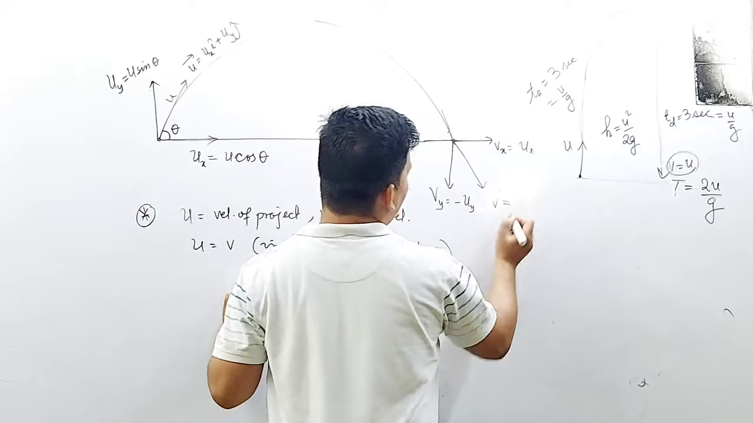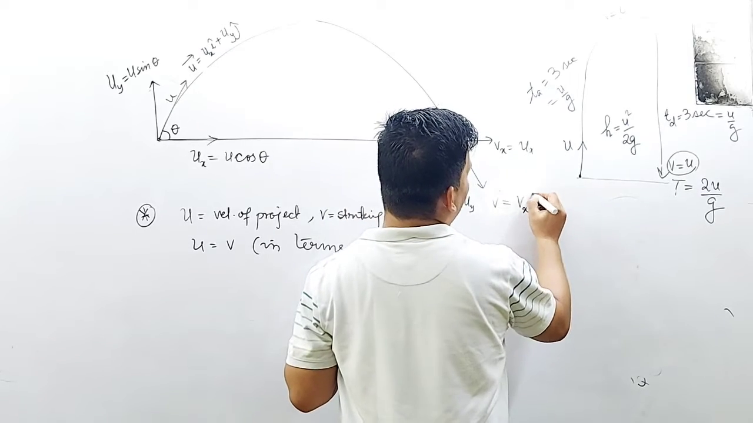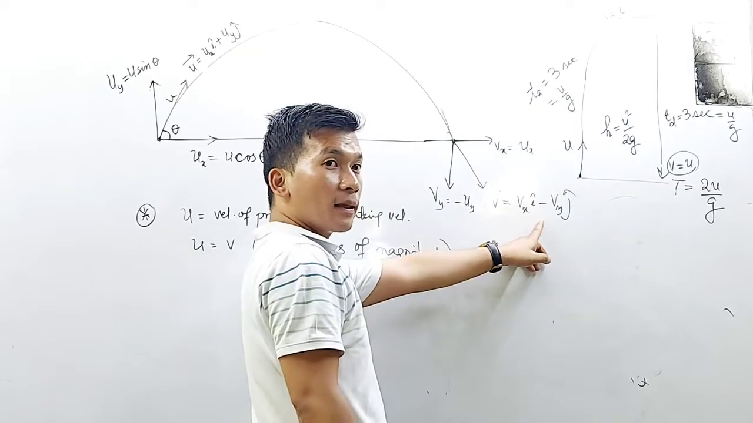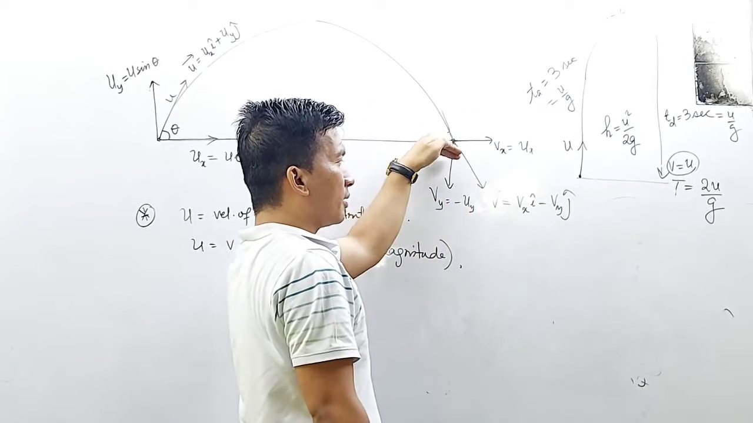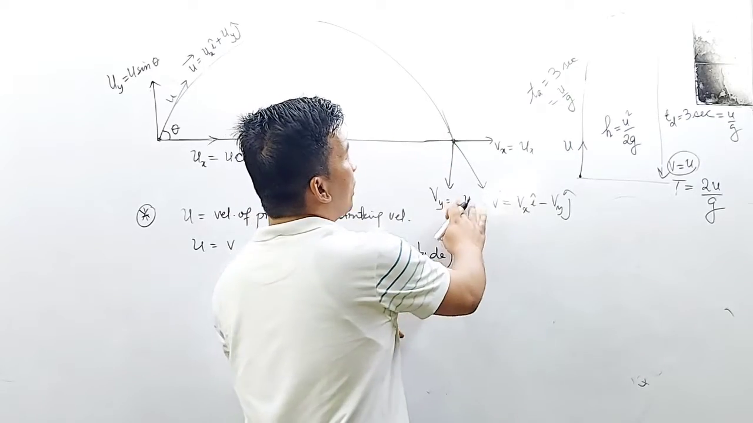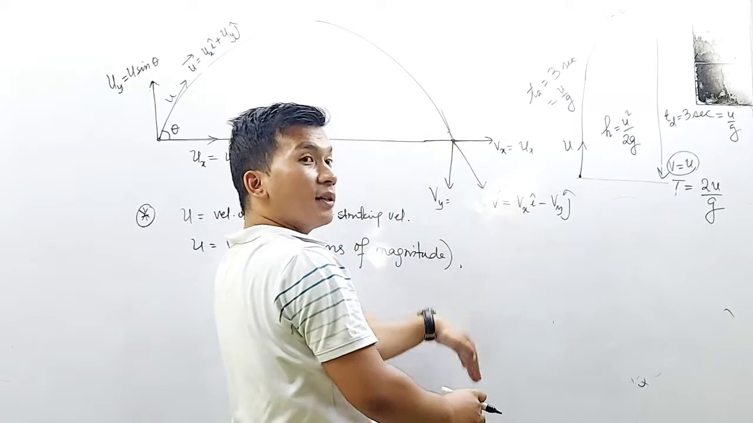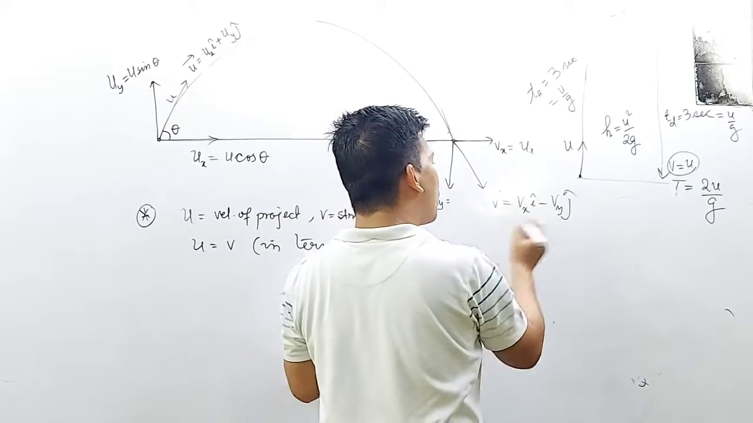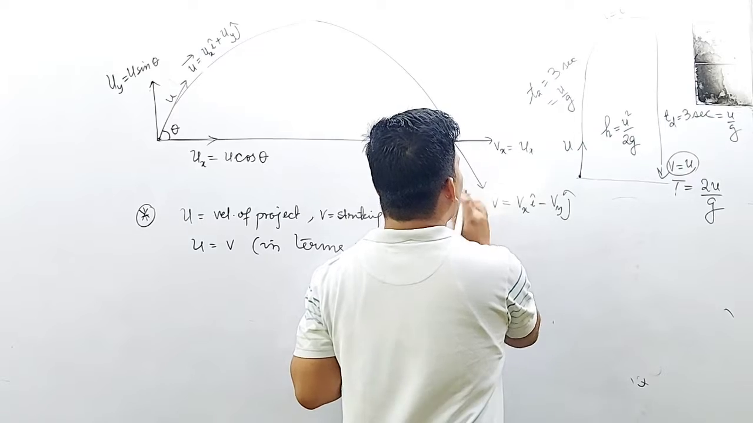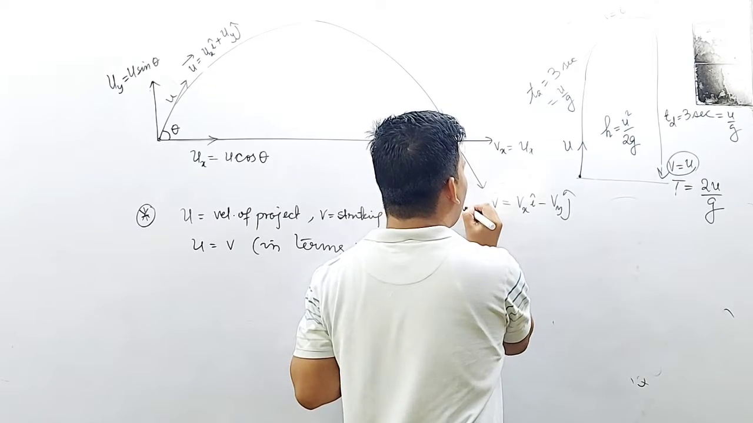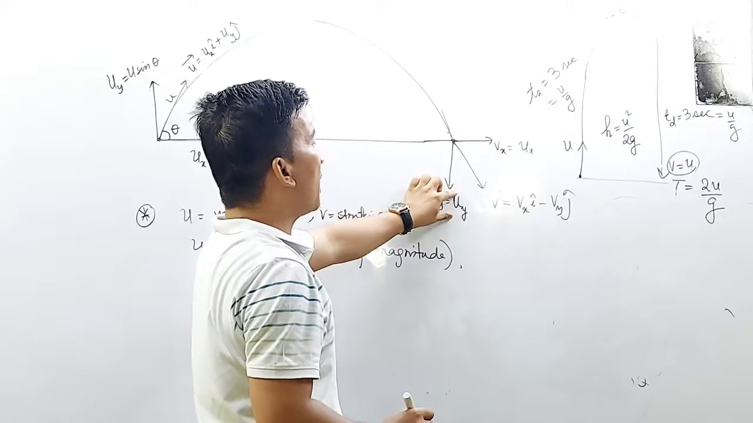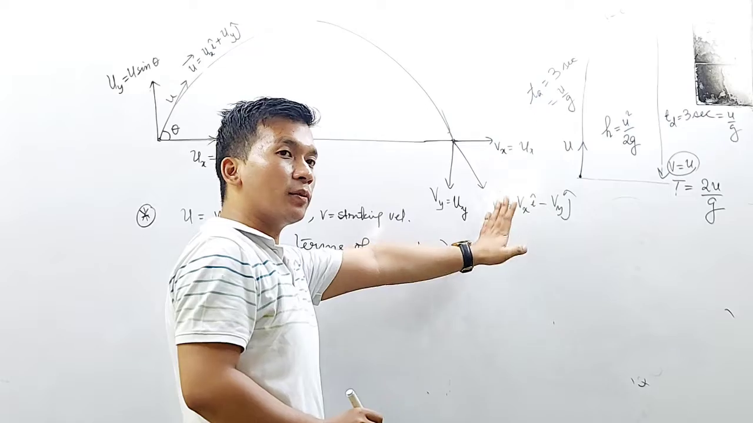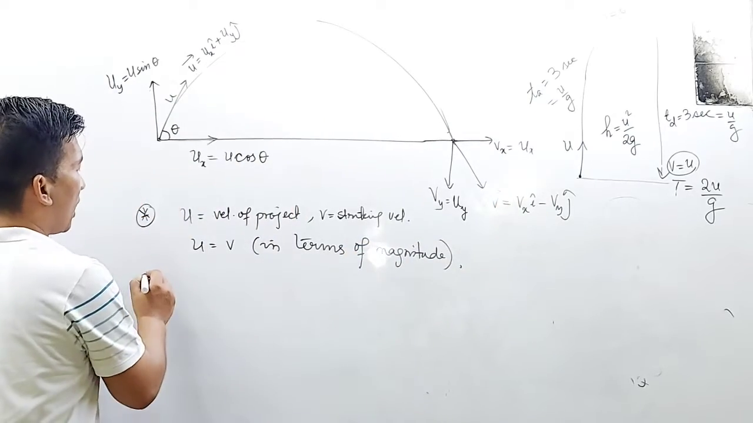v vector will be equal to vx i cap minus vy j cap. Why do we put the minus sign here? Because this is in the downward direction. Basically, in terms of magnitude it will be only uy. If this is 5, this will also be 5. Understood?